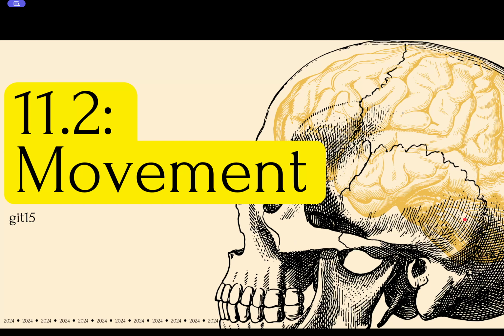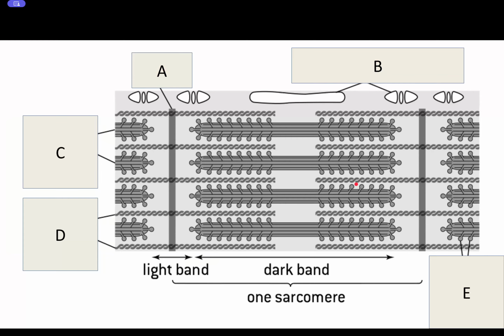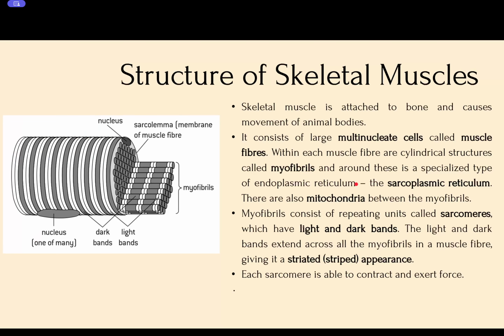Now, the main part of movement is the structure of muscles and sarcomeres. So the first is the skeletal muscles. The only part of muscles that we really need to know in the IB is skeletal muscles. We don't care about muscle cells elsewhere, basically. So skeletal muscles are attached to bones, and they're what cause movements of animal bodies.